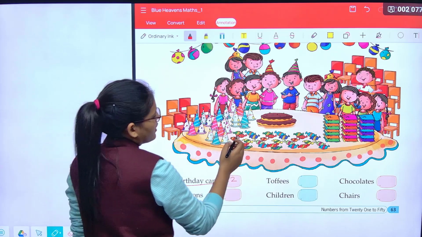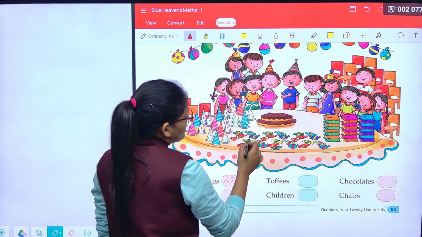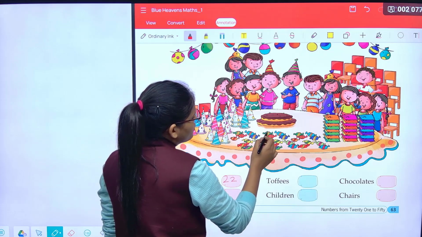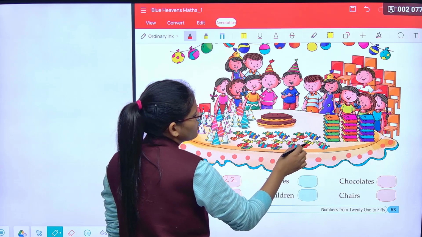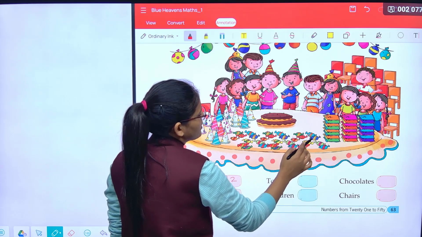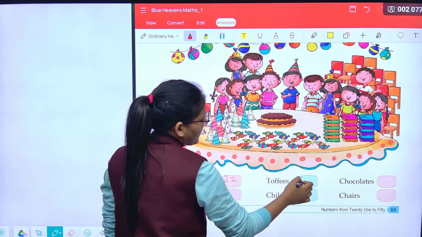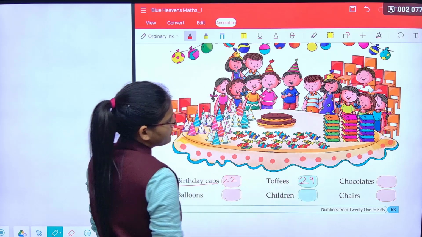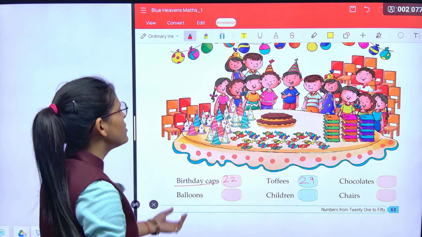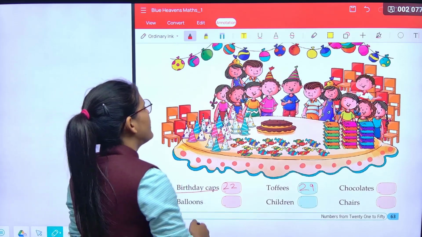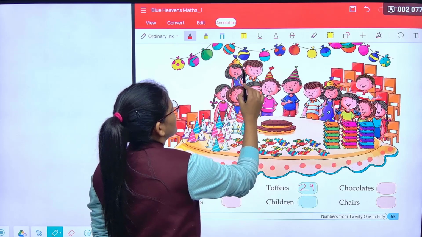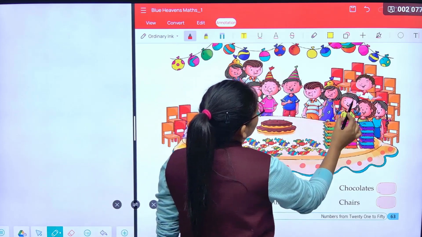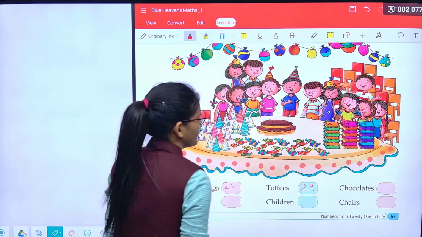Now toffees. 1, 2, 3, 4, 5, 6, 7, 8, 9, 10, 11, 12, 13, 14, 15, 16, 17, 18, 19, 20, 21, 22, 23, 24, 25, 26, 27, 28, 29. 29 toffees are there. Now class, children. How many children are there? 1, 2, 3, 4, 5, 6, 7, 8, 9, 10, 11, 12, 13.